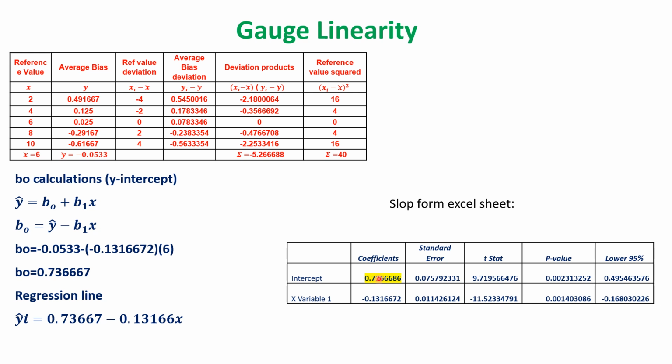So here I got the intercept calculation from the Excel sheet also to cross check. Now you can see these values are matching. So our calculation is right. Now the question is whether this regression line is accepted, or linearity is accepted or not. So let us see in the next slide.